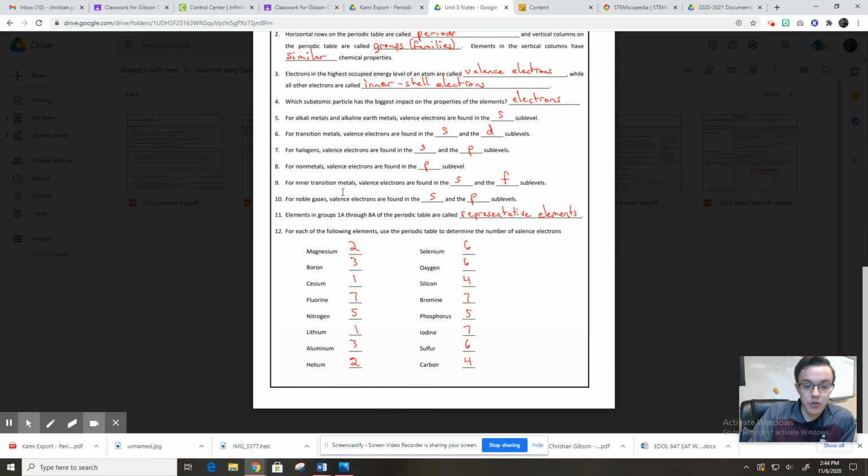Okay. And for noble gases, the valence electrons are always found in the S and P sublevels, and those sublevels are full. That is why the noble gases, they don't want any electrons, they don't want to give away any electrons. They're happy the way they are because all their sublevels are full.